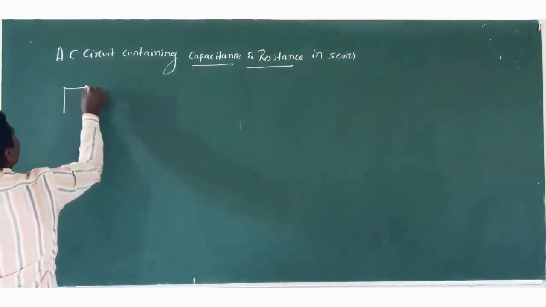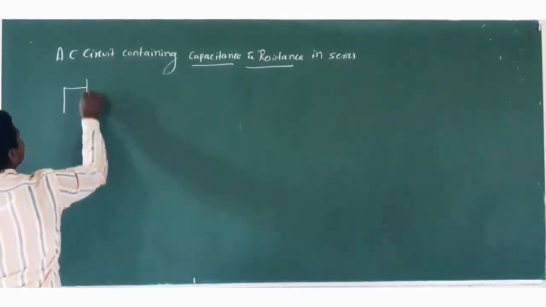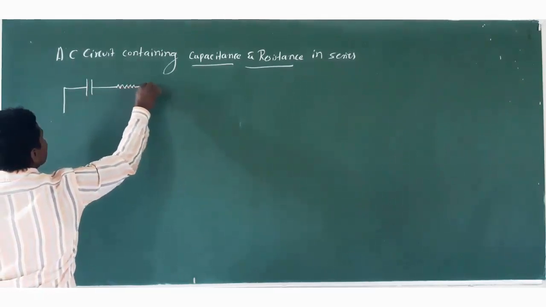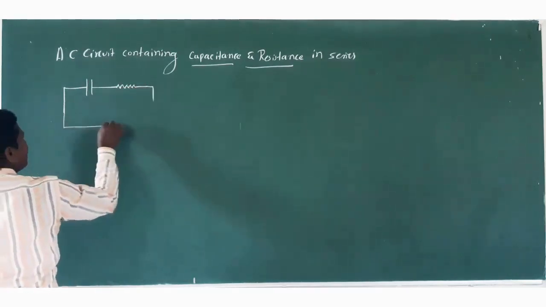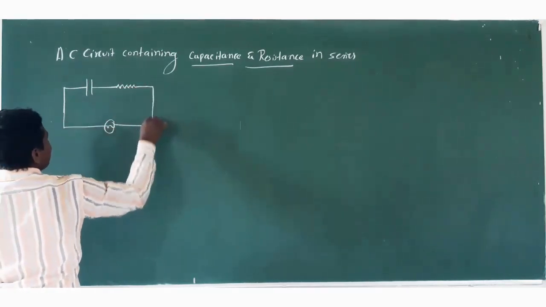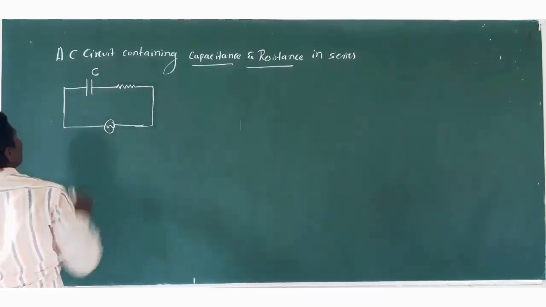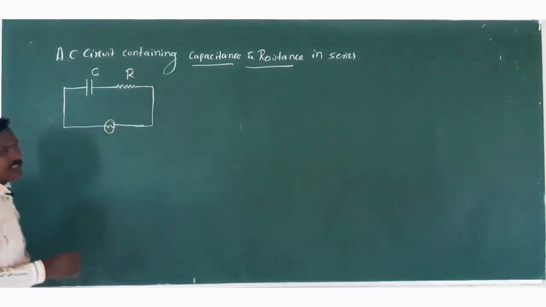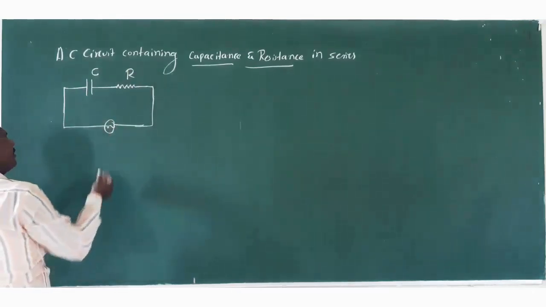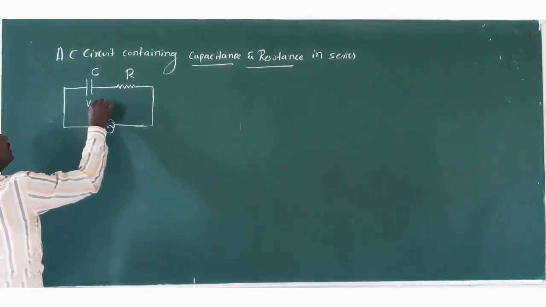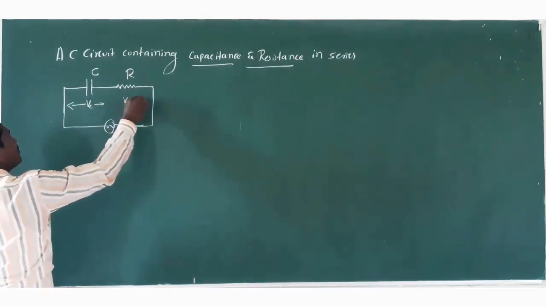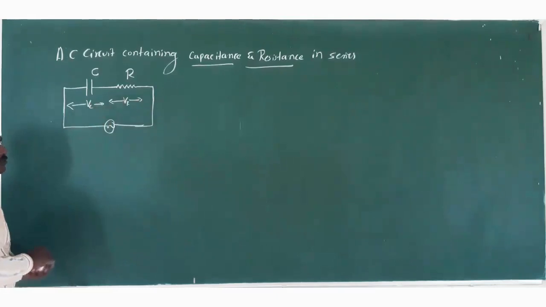For that we are going to observe a circuit diagram. Let us consider this one is a capacitance and this represents a resistance. They are connected in series, and these two are connected across an AC source. Capacitance of the capacitor can be represented by C, and resistance of the resistor can be represented by R. So here VC is the voltage across the capacitor and VR represents the voltage across the resistor.